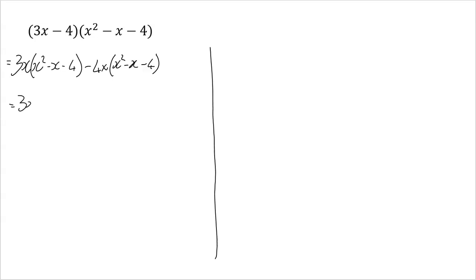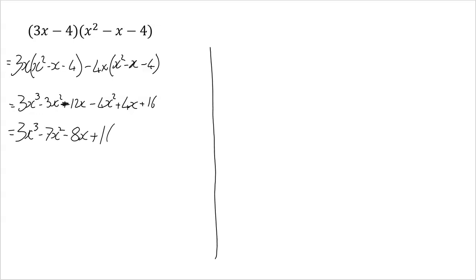That first bracket would then become 3x cubed minus 3x squared minus 12x when it's expanded. Second one would become minus 4x squared, then have plus 4x because of the negative negative, and then plus 16. Then it's simplifying. So I'd have 3x cubed, I've got minus 3x squared minus 4x squared, so that would then be minus 7x squared. I've then got minus 12x plus 4x, would give me minus 8x, and I've got a plus 16 at the end. So there's the first method, that's my solution.